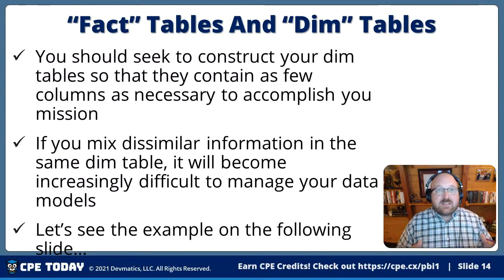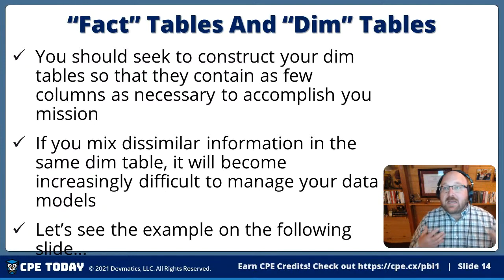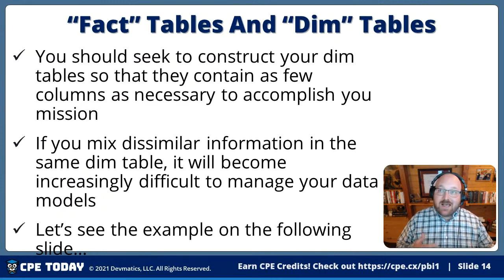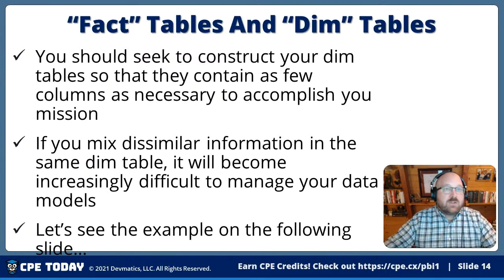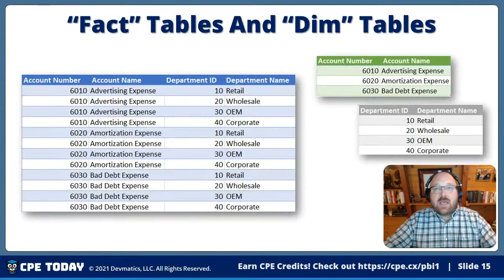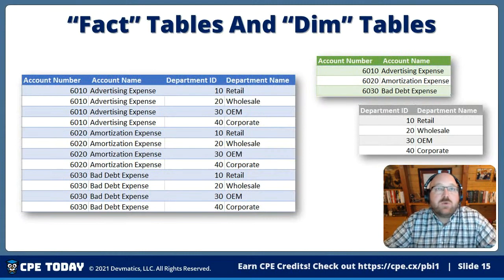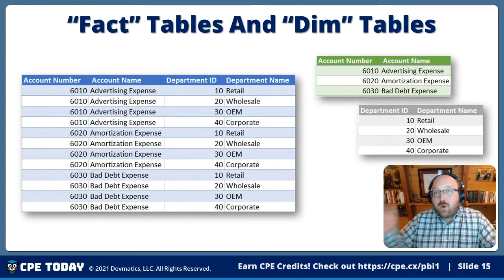Now, if we mix dissimilar information inside dimensional tables, it's going to become increasingly difficult to manage our models, and it's going to take a lot more time and processing ability to get the data we want, okay? As an example, I'm going to show you an example here with just standard Excel data. What we see on the left is what we would call a monster table, a Frankenstein table, where we've taken data and repeated ourselves multiple times. And on the right, what we see is what it should look like.